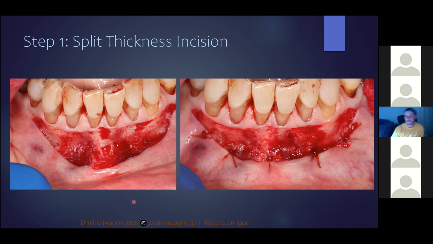So the first step in a free gingival graft is a split thickness incision, right? It's creating a periosteal bed. So this is the place where the graft will be laying or secured, right? It is a split thickness incision.